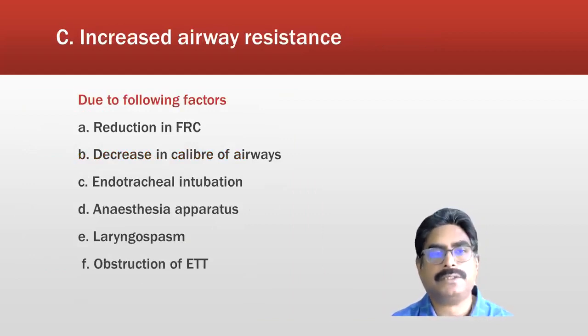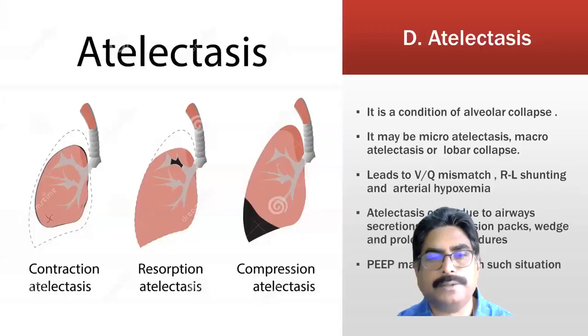So increased airway resistance may be due to many causes: reduction of the FRC, reduced caliber of the airways in bronchial asthma, and endobronchial intubation. The resistance in the anesthesia apparatus may be a cause for increased resistance, or laryngeal spasm at the time of extubation, or obstruction of the endotracheal tube by secretions or blood.